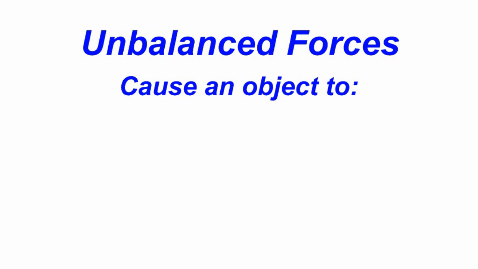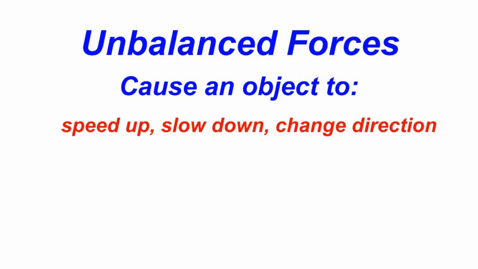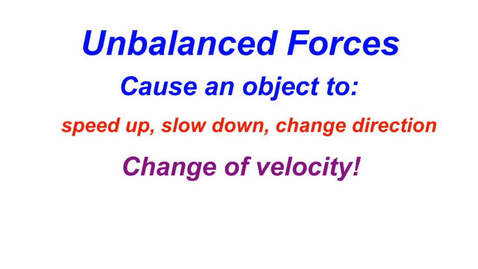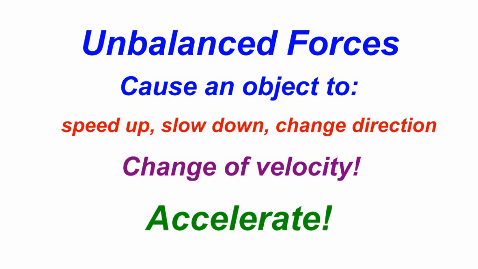Well, a more correct explanation would be that unbalanced forces cause an object to either speed up, slow down, or change direction. And you should recognize these three things as a change of velocity. And we have a word for a change of velocity. What do we call that? If you said acceleration, you would be correct. So a more complete explanation would be that unbalanced forces cause an object to accelerate. Let's explore that idea a little more fully.